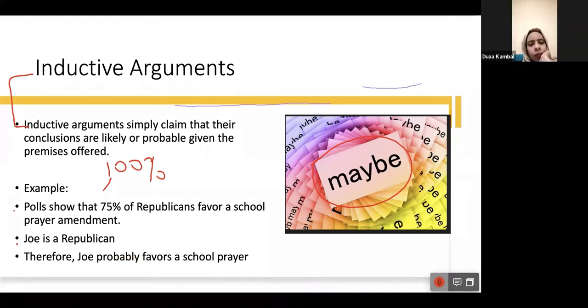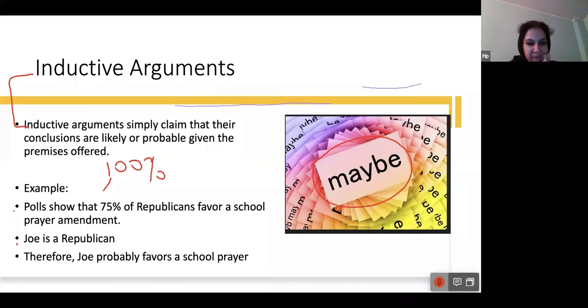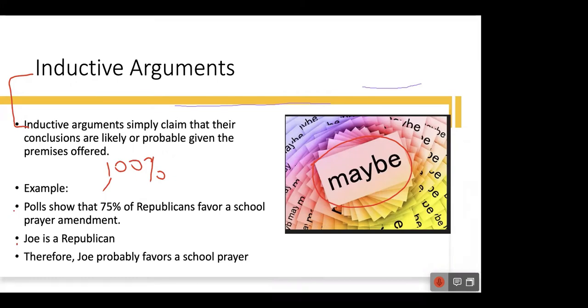whereas in an inductive argument, if the premises are not false, then this has to be true. So if we go back with 75%, these premises are true, right? Let's say 75% favor a school prayer. Joe is a Republican. So if you want to say this is deductive, you can't, because this could be false. Even though these statements are true, this could be false. And that's why we say probably. The best we could do is say this is an inductive argument, not a deductive argument.